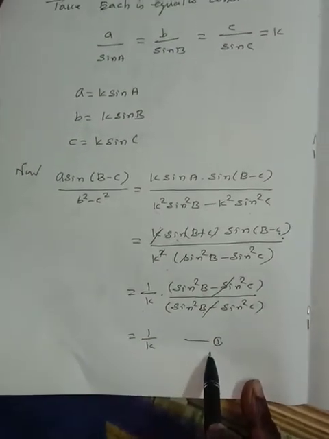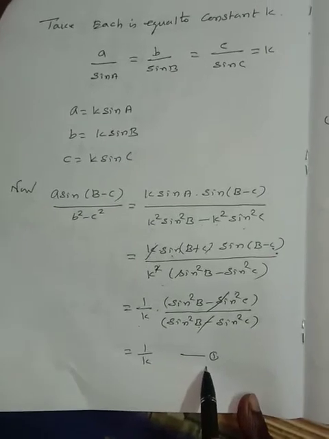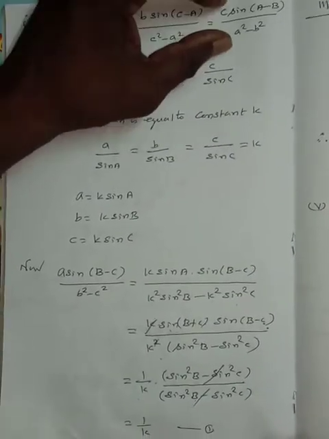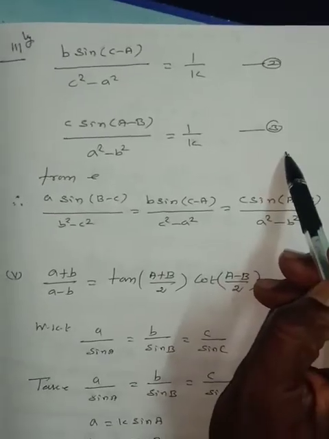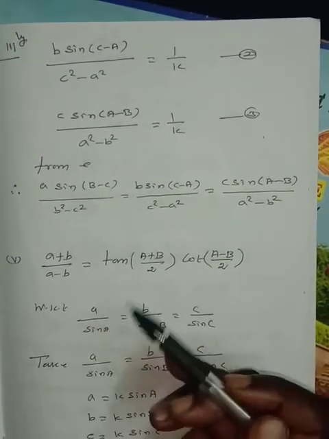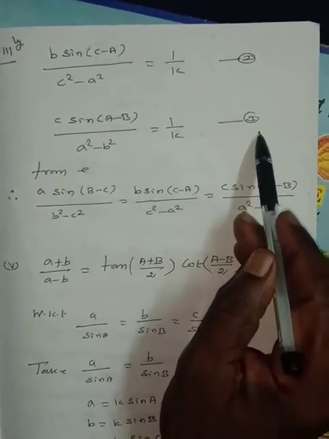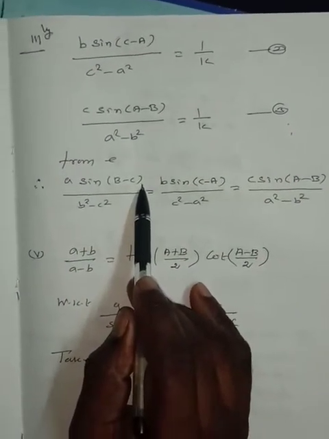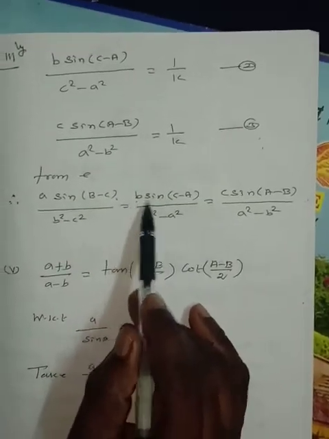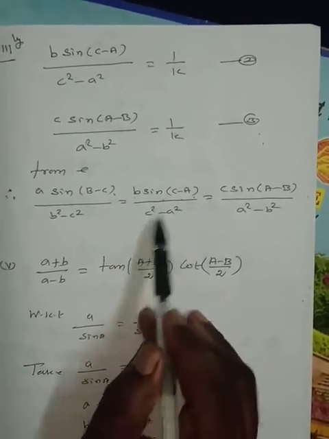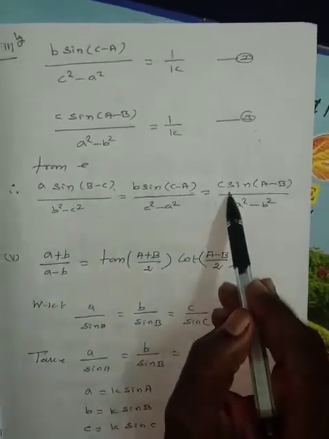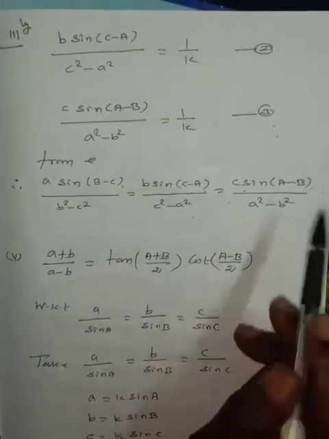This is the first part. In the same way, the second part will be 1 by k, and the third part will be 1 by k. Using conditions number 1, 2 and 3, we have a sin (b minus c) divided by (b square minus c square) is equal to b sin (c minus a) divided by (c square minus a square) is equal to c sin (a minus b) divided by (a square minus b square).